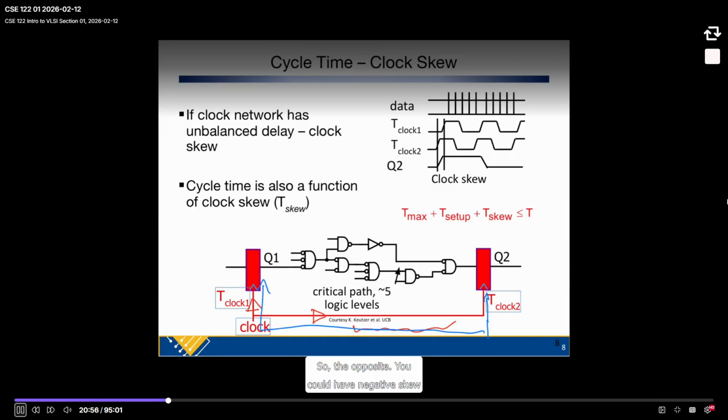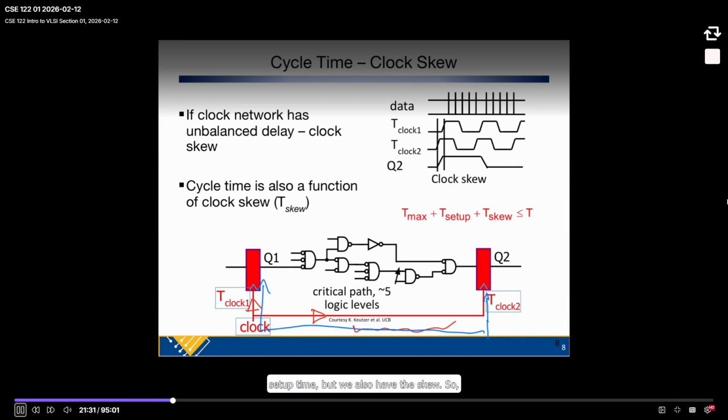So the opposite. You could have negative skew there, where it arrives at clock 2 first, and then it arrives at clock 1 later. That essentially is negative skew. Now, what it means, though, is you're going to have one clock pulse that launches on clock 1, and then the next clock is going to be a clock period minus the skew earlier, so that this path has to be faster by the skew amount. So it adds over. It can go either way. So it's not always positive stuff.